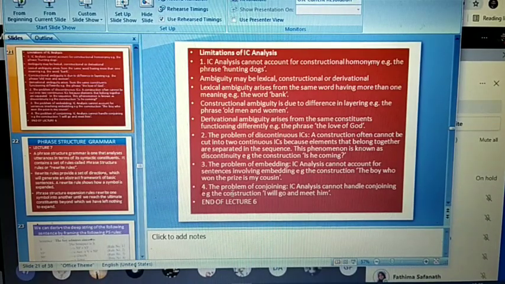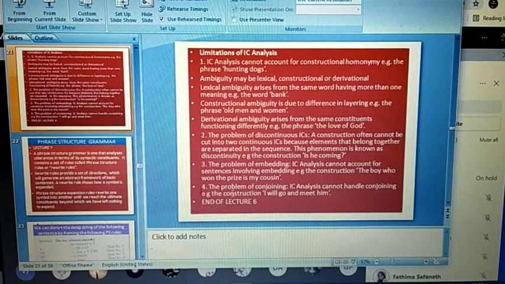Having explained immediate constituent analysis with tree diagrams, maybe the example poor John ran away, you can come to the limitations of IC analysis. We are explaining it right now. What are the demerits of IC analysis? Number one, immediate constituent analysis cannot account for constructional homonymy. That is the phrase hunting dogs. In your IC analysis, you won't be able to explain hunting dogs because it has ambiguity there. That is constructional homonymy.